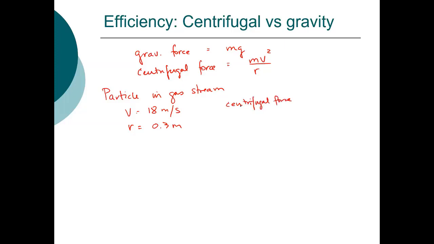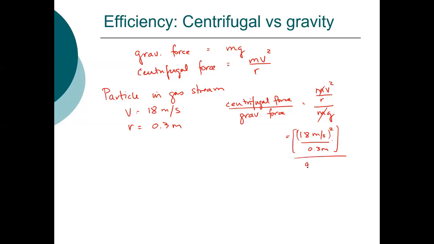So the centrifugal force over the gravitational force is equal to mv squared over R divided by mg. And mass cancels, because it's in both equations, and we have 18 meters per second squared divided by the radius, 0.3 meters, and we'll divide that by gravitational acceleration, and that is equal to about 110. So in terms of force, under these conditions, the centrifugal force is about 100 times greater than the gravitational force. It's for that reason that we use centrifugal separators.